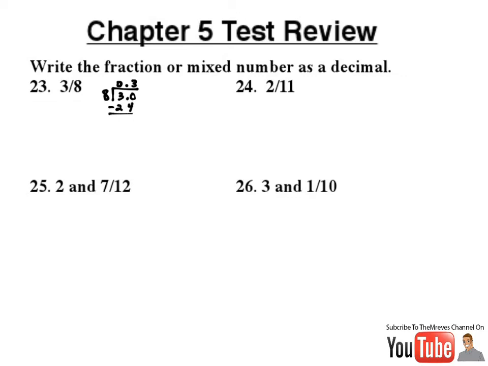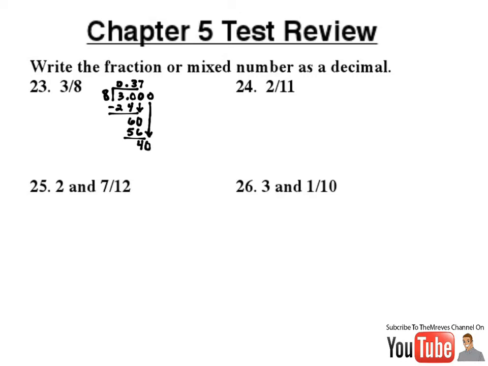And we go ahead and subtract. That gives us 6. I'm going to add a 0 and bring it down. 8 goes into 60 7 times. 7 times 8 is 56. And that gives me a 4. I'm going to add a 0. And I'm going to go ahead and bring this down.